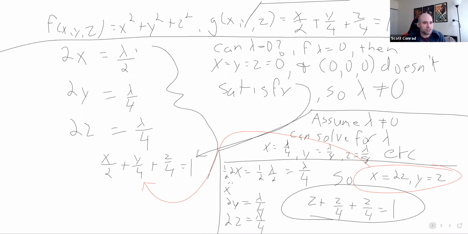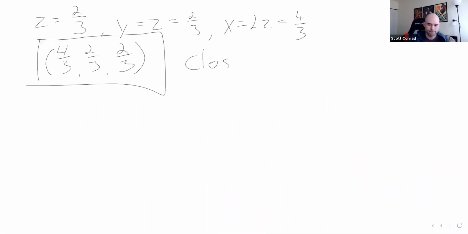And then the next step is always the same. We're going to use that relationship and plug it into the constraint equation, and then solve for either that one variable or lambda. Then we plug whatever solutions we get back into the relationships we found earlier to find our points. That is the closest point we're looking for.